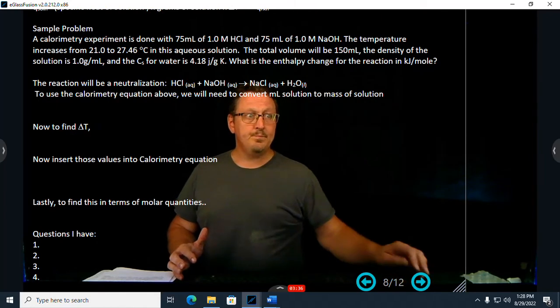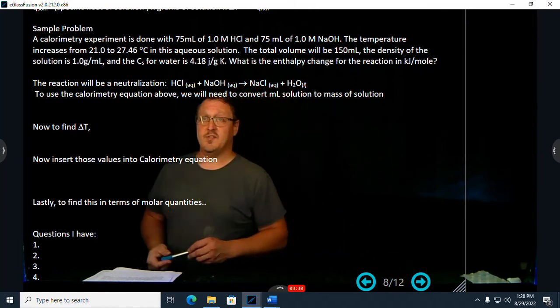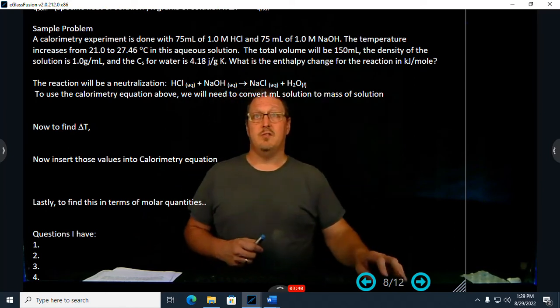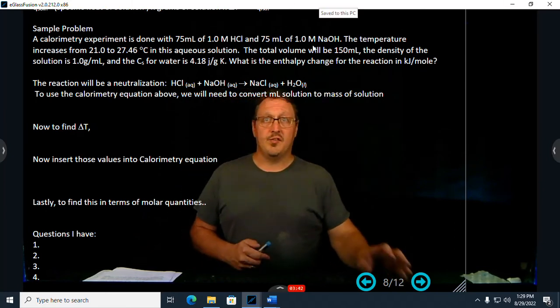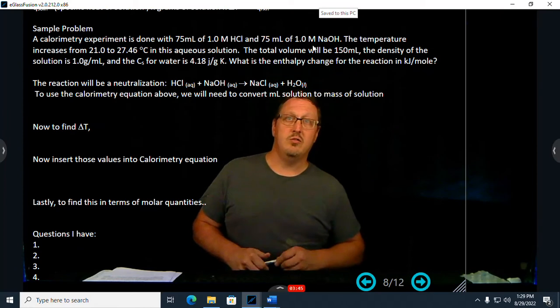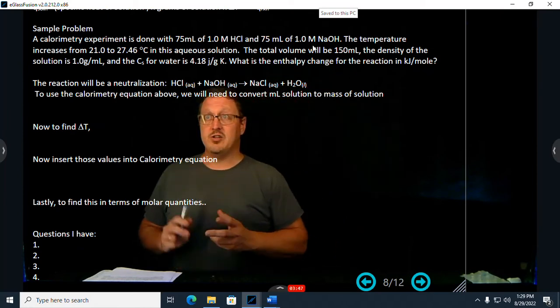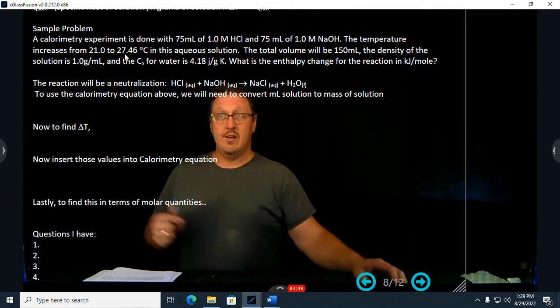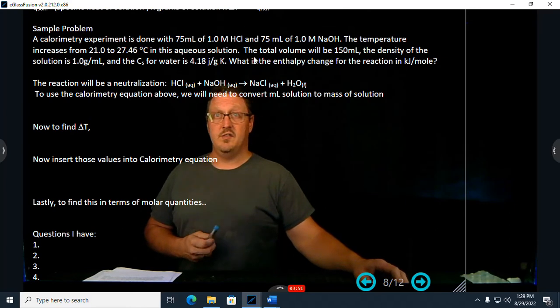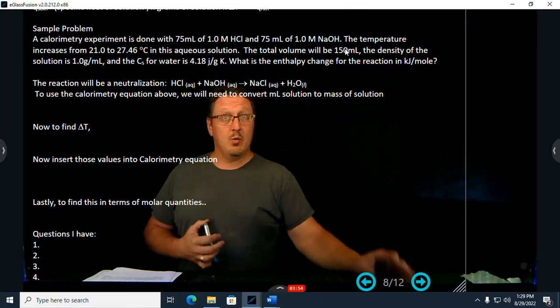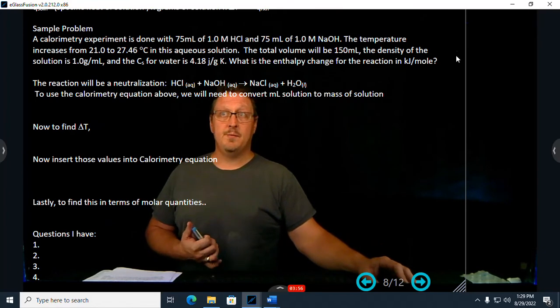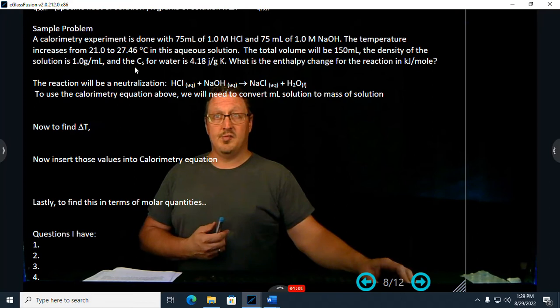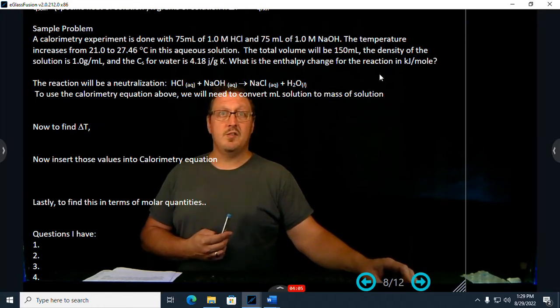A calorimetry experiment is done with 75 milliliters of 1.0 molar hydrochloric acid and 75 milliliters of 1.0 molar sodium hydroxide. The temperature increased from 21.0 to 27.46 degrees Celsius in the solution. Total volume, when we add them up, is going to be 150 milliliters. The density of the solution is 1.0 grams per milliliter, and the specific heat capacity for water is 4.18 joules per gram Kelvin. What is the enthalpy change for this reaction in kilojoules per mole?